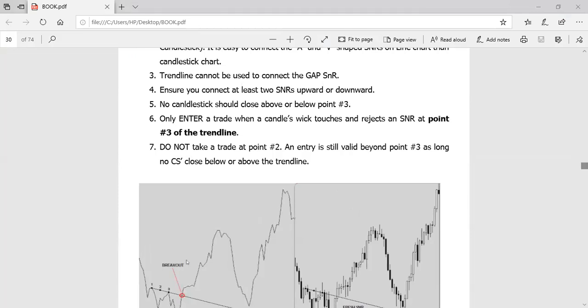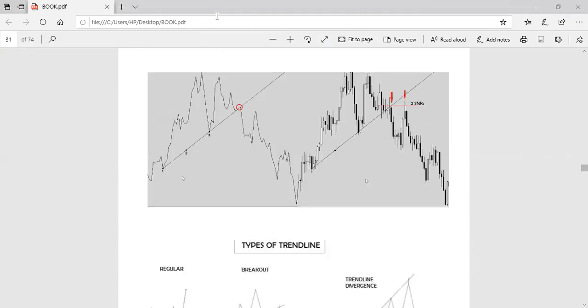So that's it. We'll go to the next one. We'll go into the types of trend line, the pattern now. That's what we are going to look at when we come back in part 2 of this course.